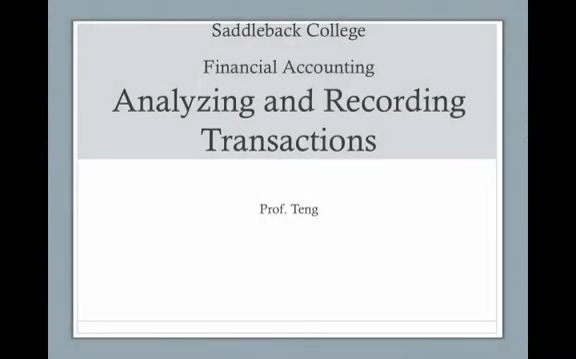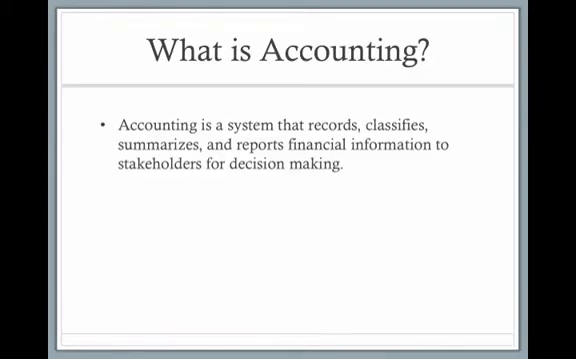Now let's go on to the next topic, which is analyzing and recording transactions. Up until this point, what we've been talking about is what is accounting. And we said that accounting is a system that records, classifies, summarizes, and reports financial information to stakeholders for good decision making. And what we meant by that is that this is a system that provides information to interested people looking at a company so they can make a decision of whether they want to do business with that particular company. So accounting becomes really important.